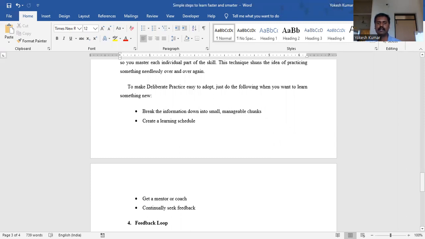Then third is get a mentor or coach. If you want to learn something, it is always advisable to get a mentor or coach for the particular area of specialization, so that your learning outcomes can be fulfilled. You can learn something easily and quickly, rather than if you go for self study. It will take much time to learn. So instead of going for self study, you can prefer a coach or a mentor. If you learn from a mentor or coach, the time span of learning may be reduced to a minimum.